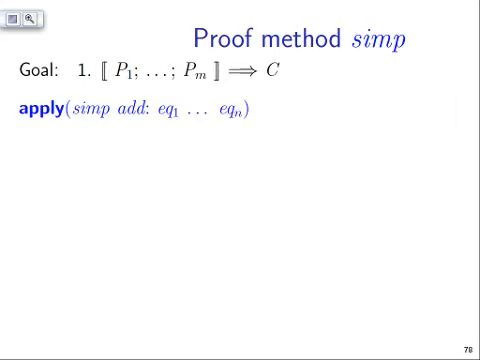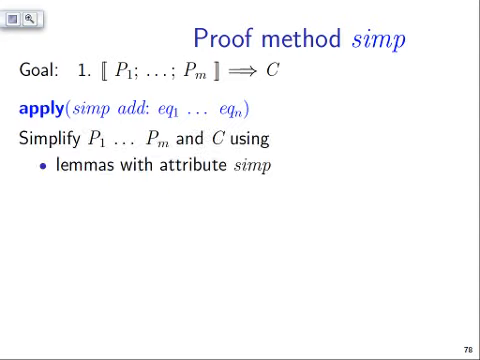So what does the proof method do? There's a proof method called simp, and that's a core of auto. And what does it do? If this is your proof state, so you have some assumptions, P1 to Pm, and you want to prove C, and you now apply the proof method simp, and you say, please add the equations 1 to n, which you have proved further up in your development. Then the following happens. It will simplify the whole proof state, so both the assumptions P1 to Pm and the conclusion C.